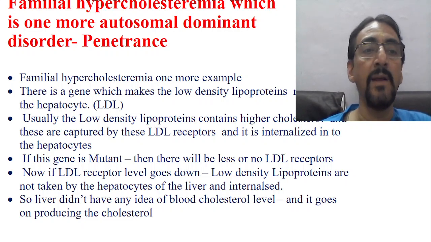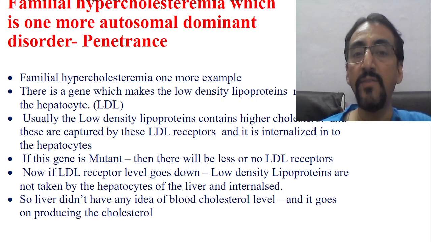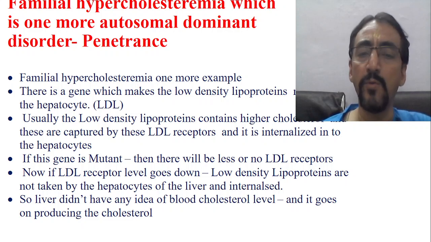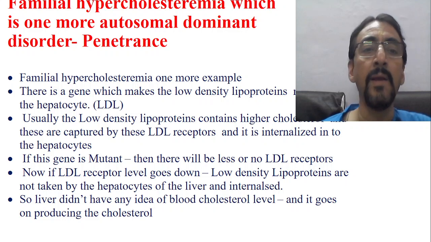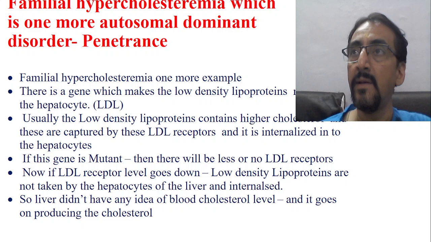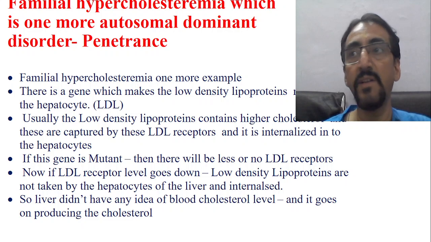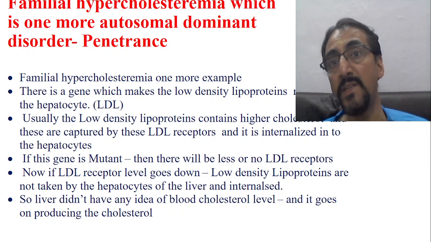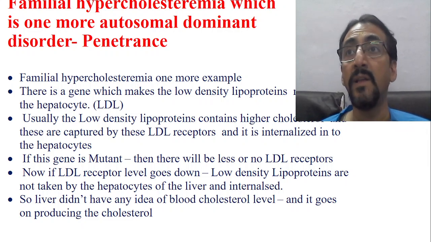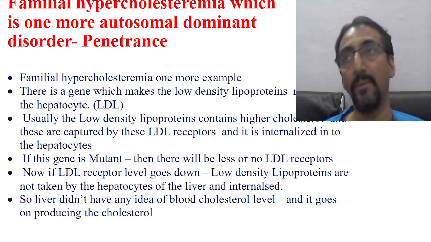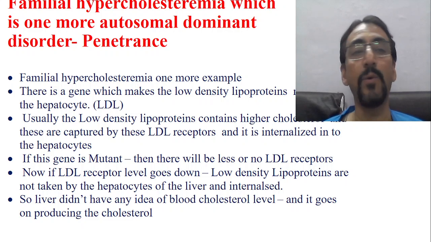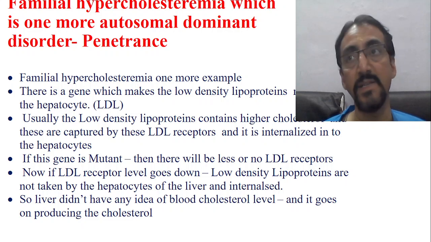Actually, what happens is there is a gene which makes the low density lipoprotein receptor. There is a gene present in one particular chromosome. We will not go into that detail. That gene makes a structure, and the structure is a receptor. A receptor is also a protein, a structure present in the cell membrane. This gene produces the receptors for low density lipoproteins, which are present in the hepatocytes.